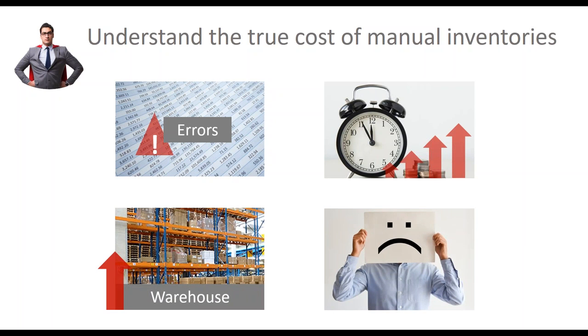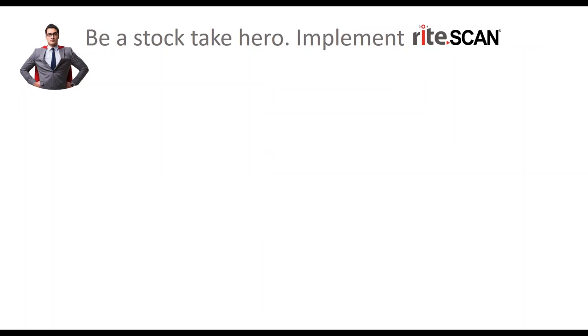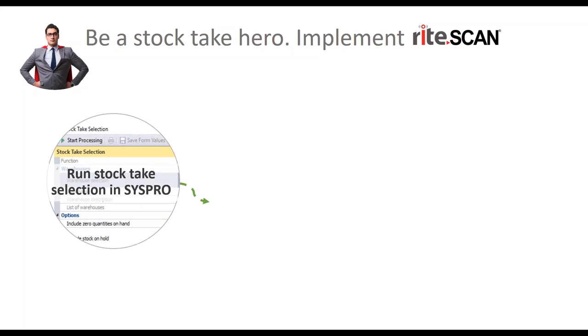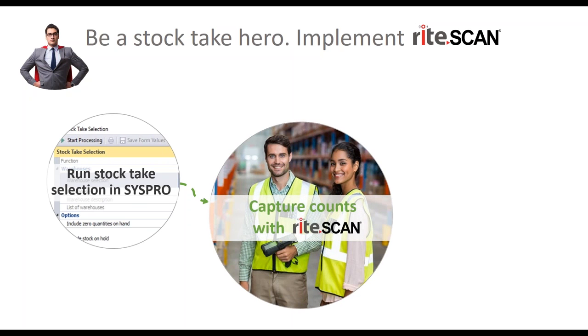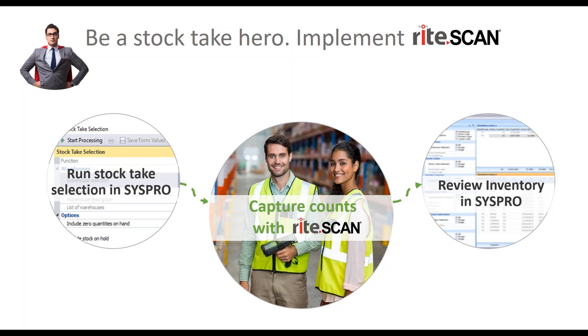So with that, let's talk about being a stock take hero. Help your clients implement riteSCAN for stock takes and overall inventory management. We're going to take a look from a high level at what that stock take process looks like with riteSCAN. The first step in the process is going to be setting up that stock take or cycle count in the SysPro system. Then riteSCAN really allows the ability for employees to go out into the warehouse and capture that stock take data, feeding it directly back into SysPro. Once all the counts are complete, they can review and accept in SysPro, and the adjustments can be made as necessary as well.